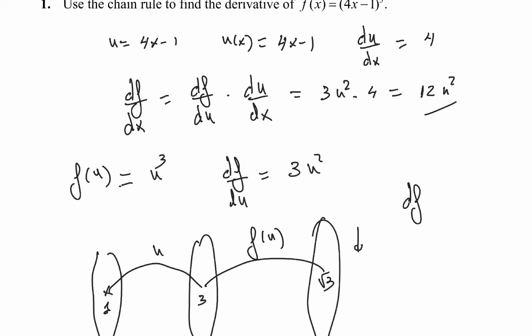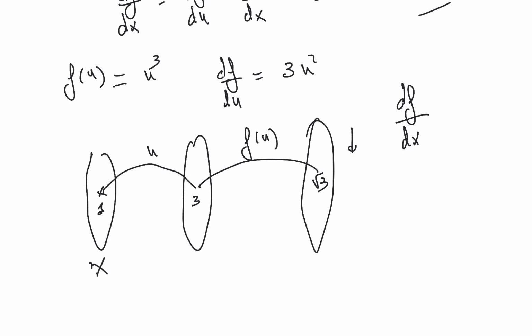what is the derivative of f respect to the x? This is the x here, the x, the u, and the f. What is the derivative of f respect to the u? It is the derivative of u respect to the x multiplied by the derivative of f respect to the u. So it's the product. The variation of the function f respect to the x is the product of the variation of f respect to the u multiplied by the variation of u respect to the x.